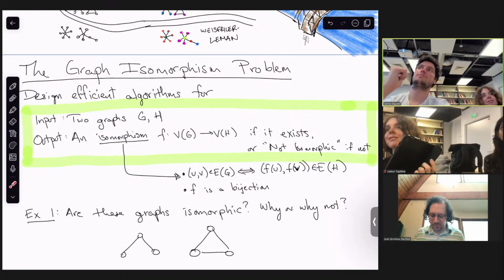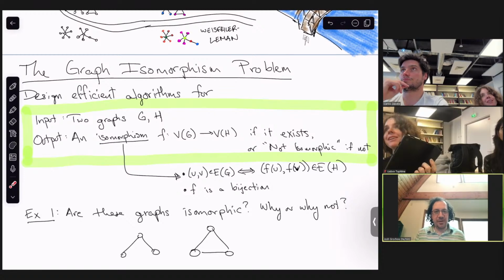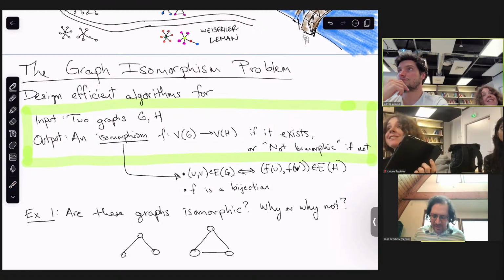There are not enough edges, first of all. Okay, good. So counting edges, right? It is not enough. That's right.